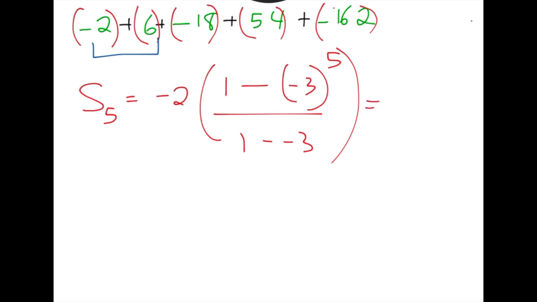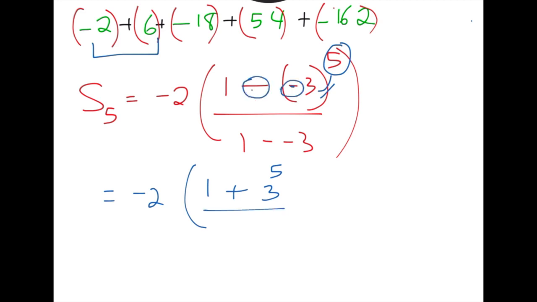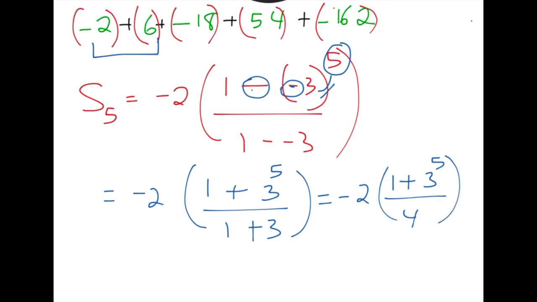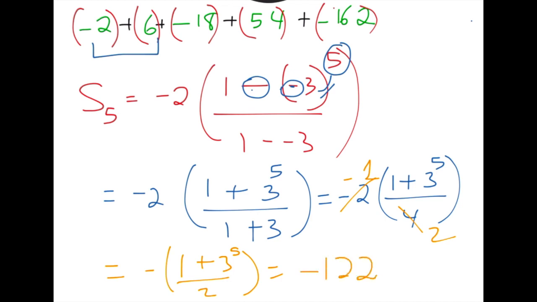So this is equal to -2 times 1 plus 3 to the 5th power, because this is an odd number. When I apply the power, there is still going to be a negative left. And this negative with this negative will become positive, over 1 plus 3. So again, I have -2, times 1 plus 3 to the 5th power, over 4. I can see that this will cancel with this. So I end up with -1 times 1 plus 3 to the 5th power over 2. I will get -122. Another example here.